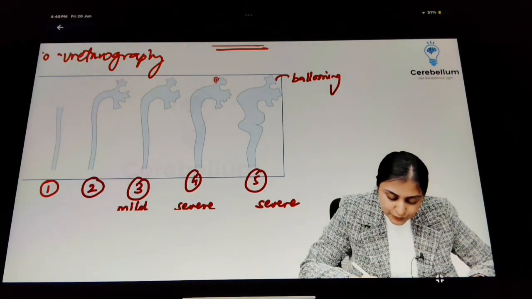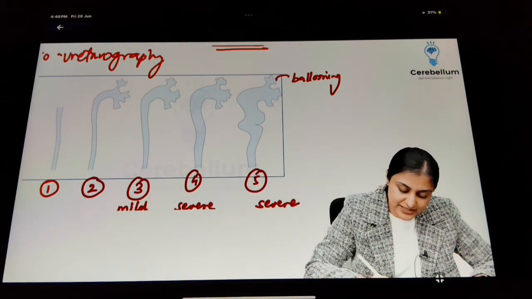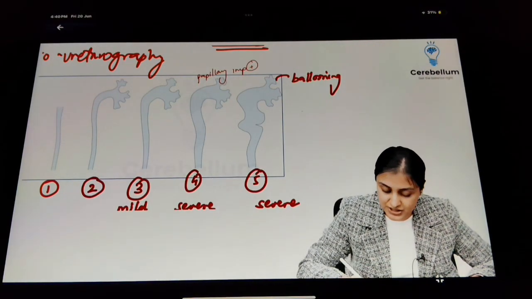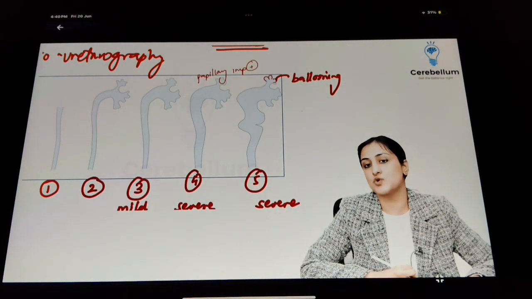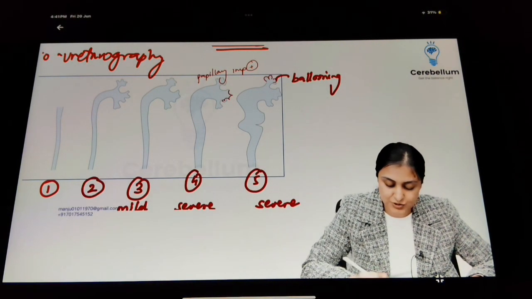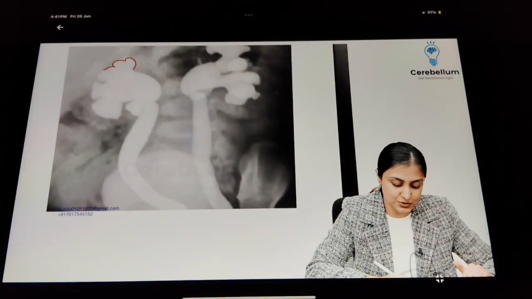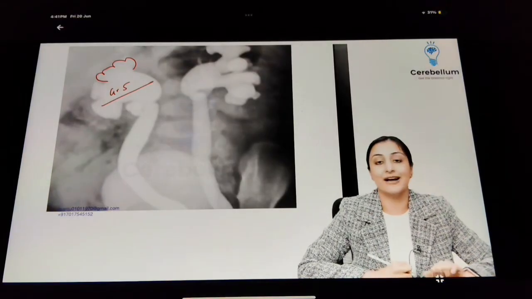Look at number 4. In number 4, there is a lot of dilatation, but the papillary impressions are maintained. In 5, those papillary impressions are lost, and you can see this outward bulge now. That is what is called ballooning. Here, it is still inward. So that's the difference between 4 and 5. They will not ask you so much depth, but at least grade 5 you should be able to recognize. You see this gross ballooning outwards. So this is grade 5 VUR right here.